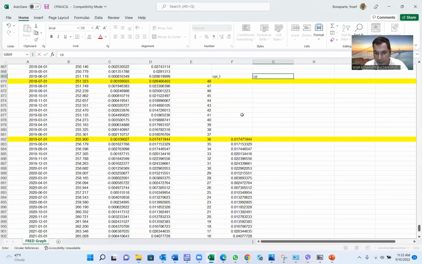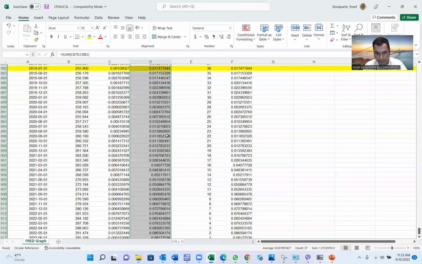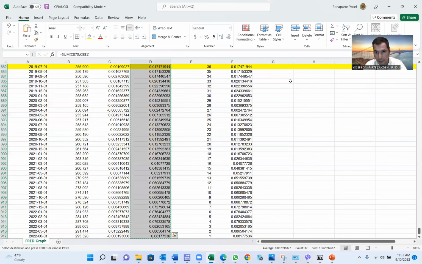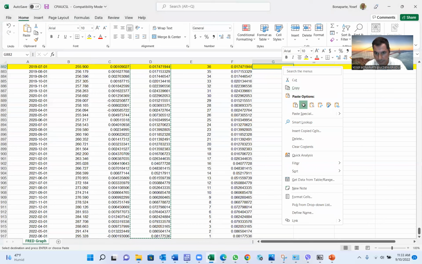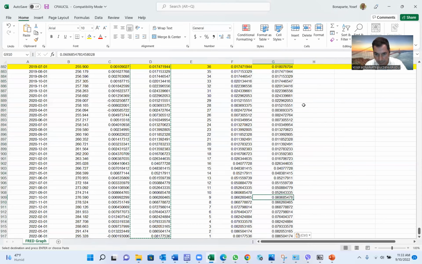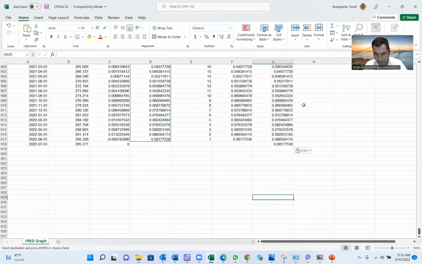CPI at T minus 1 is this, basically. You're going to take all of those, copy, and we're going to do the same: right click and paste values. And the last one, we have to take this one and delete.